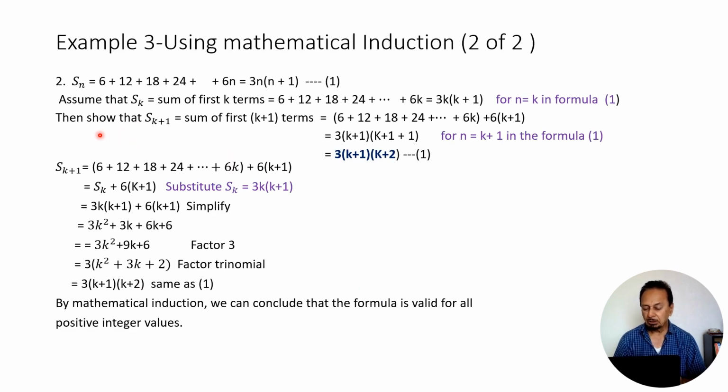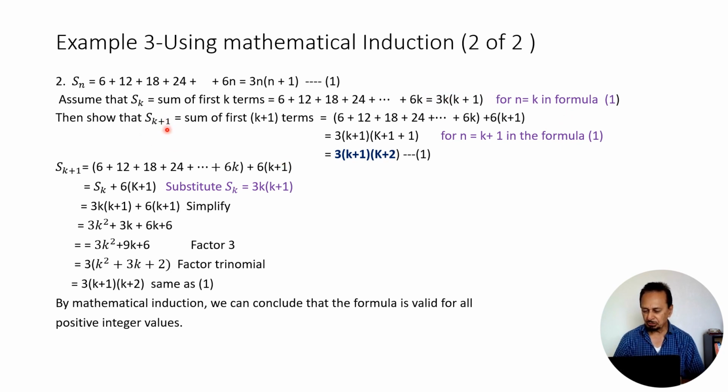So number 2, we assume that S sub k, the sum of the first k terms, 6 plus 12 plus 18 plus 24 up to 6k. Where does 6k come from? We had 6n, so we just replace n with k, equals 3k times k plus 1. So basically on the right side we replaced where the n is k. So we can assume that 6 plus 12 plus 18 plus 24 plus up to 6k is 3k times k plus 1.